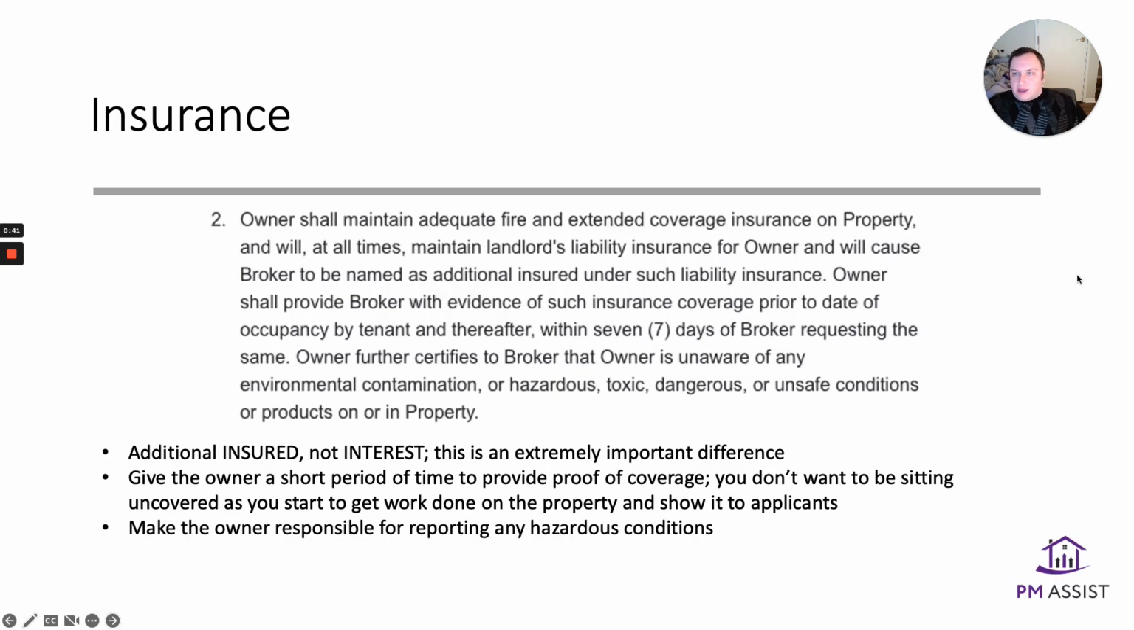So first, let's talk about insurance. This provision of your management agreement is going to require that the owner name you not just as an additional interest, but as additional insured on their homeowner's insurance policy. It's an extremely important difference. If you're just named as additional interest, which is what most insurance companies will do if the owner doesn't push it with them, the only thing you're going to get there is notice of anything on that policy. So if the policy renews, you'll get an updated certificate. If they miss a renewal payment, you'll get notified of that. But you have no actual coverage under that insurance policy.